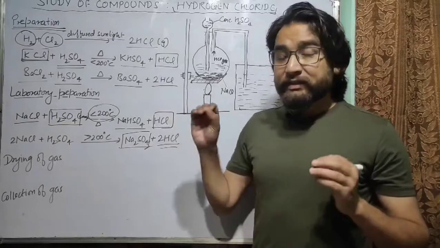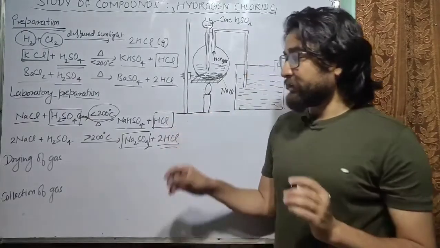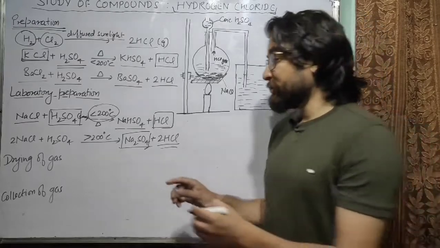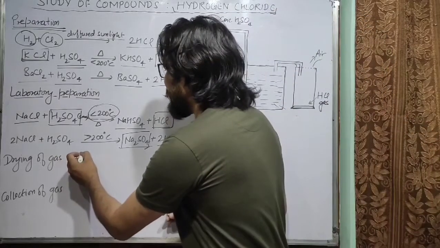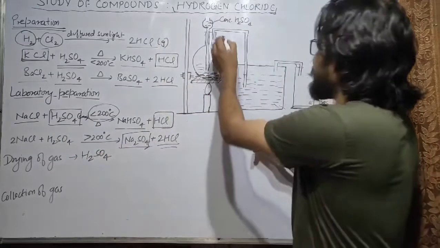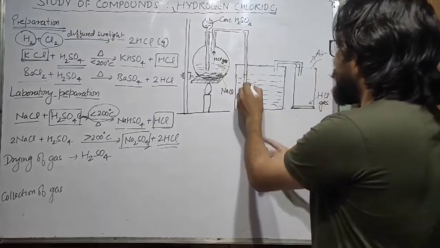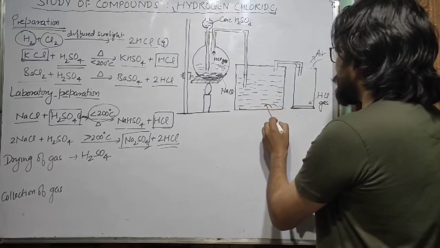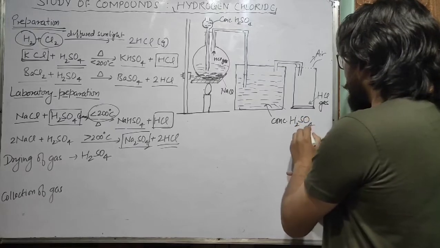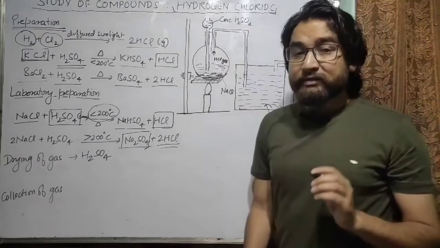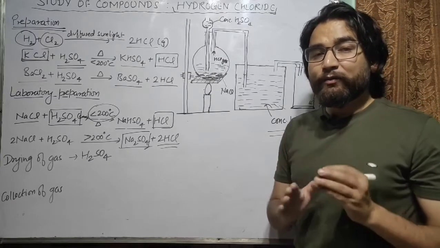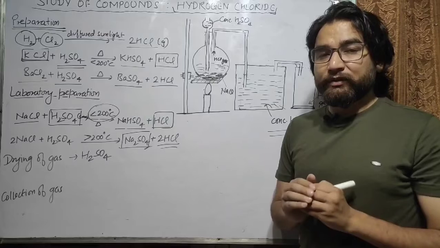Now the next step after the formation of HCl gas is drying of gas. How do we dry the gas? So the gas is dried in concentrated H2SO4. So the gas which is evolved is passed through concentrated H2SO4. So this is concentrated H2SO4. So you know that concentrated sulfuric acid is a very good drying agent. So that's why we can use concentrated sulfuric acid.